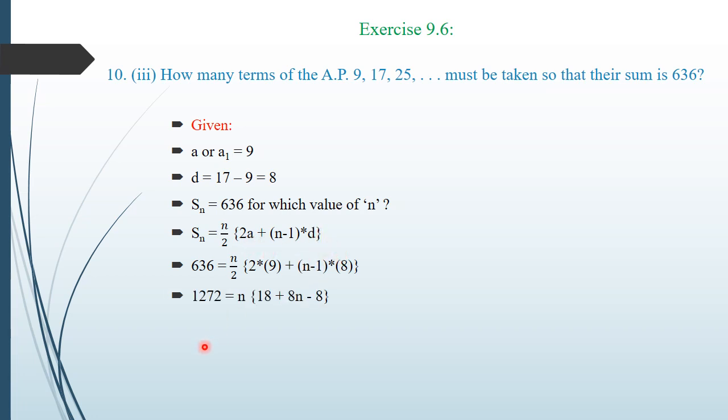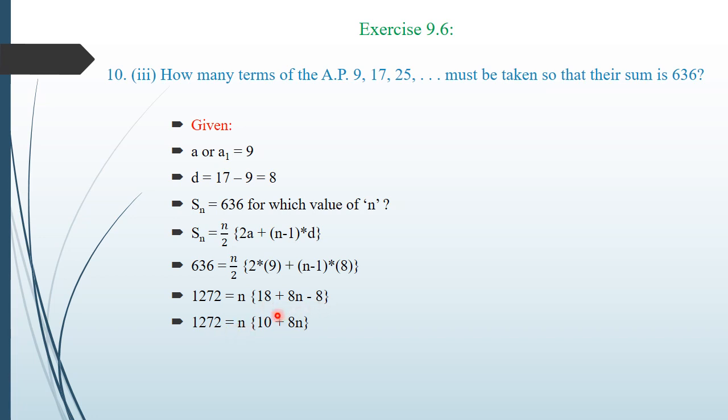Substituting all the values, in place of Sn I'll substitute 636, that is equal to n by 2 into 2 into a, I know that is 9, n minus 1 I don't know, I'll keep as it is, and d is 8 here. Further simplifying, I take this 2 on the left side. 636 into 2 is 1272, that is equal to n into 9 into 2 is 18 plus this 8 I'll multiply to this bracket. 8 into n is 8n minus 8 into 1 is 8 here. Further simplifying, 1272 I'll keep as it is, n also as it is.